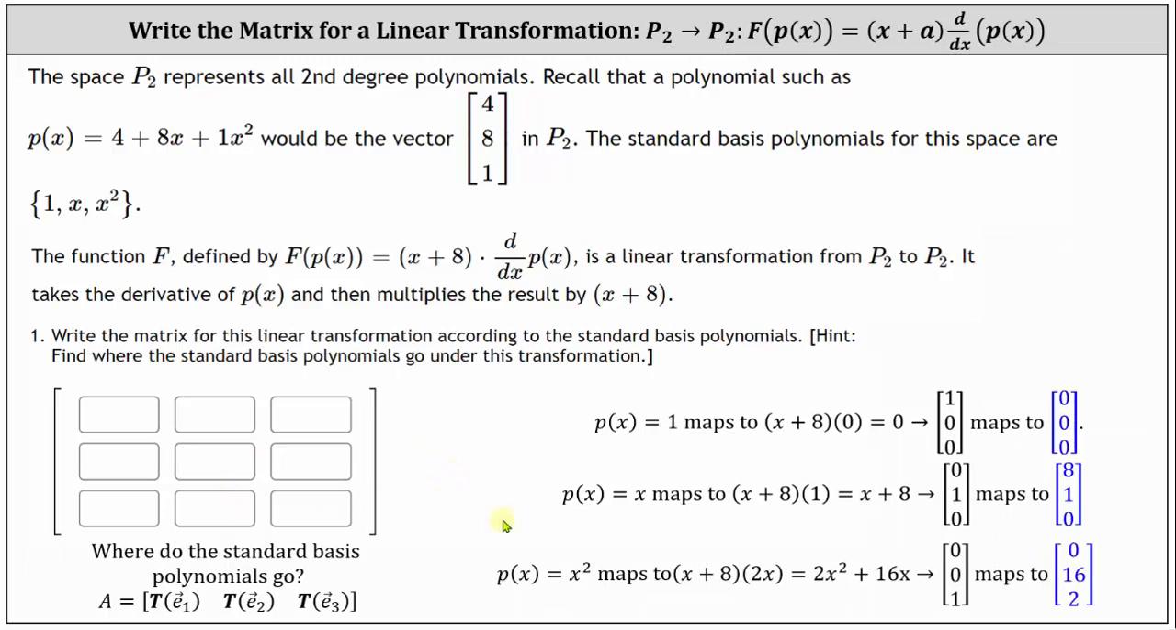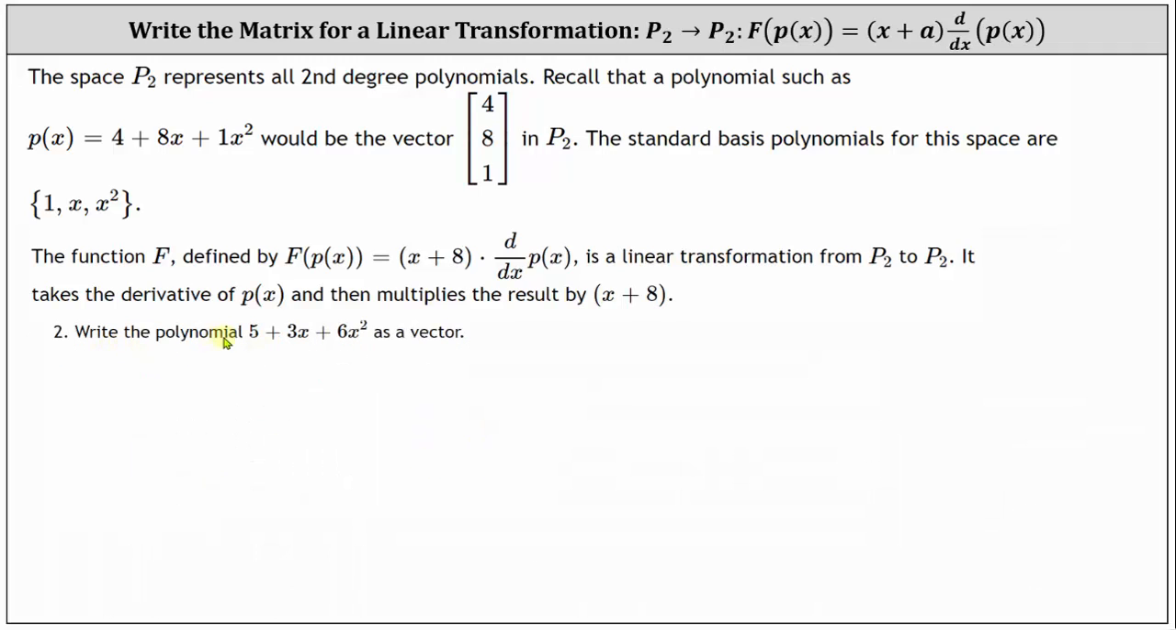And then finally we set p of x equal to x squared, the third polynomial in the standard basis for P2, and once again calculate the quantity x plus 8 times the derivative of x squared with respect to x. The derivative of x squared is 2x. The quantity x plus 8 times 2x is 2x squared plus 16x. Since x squared maps to 2x squared plus 16x, we know the vector 0, 0, 1, or the vector e3, maps to the vector 0, 16, 2, which is the third column of the transformation matrix.